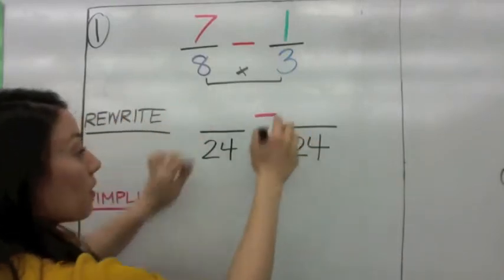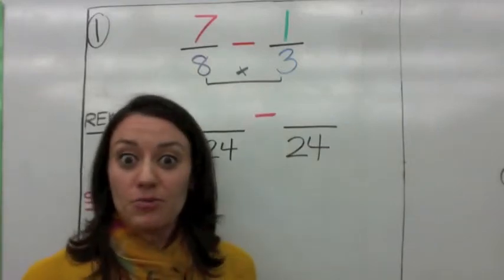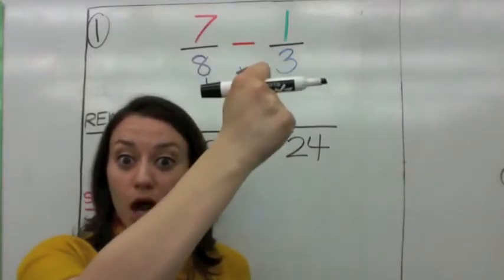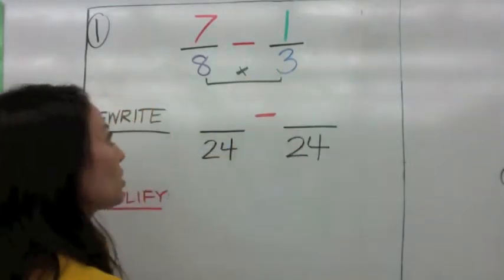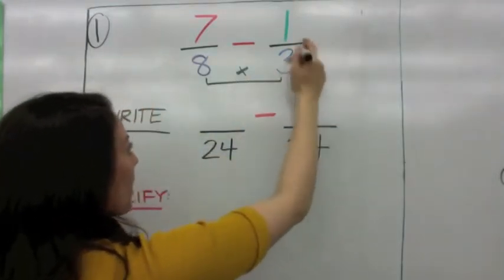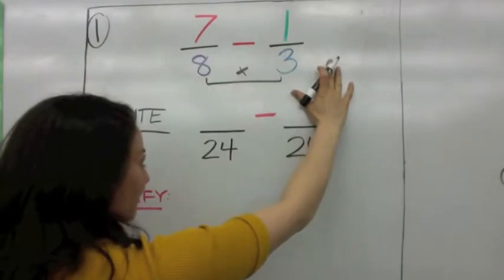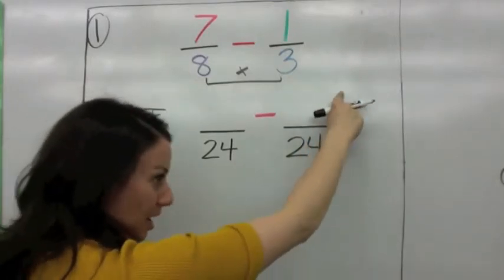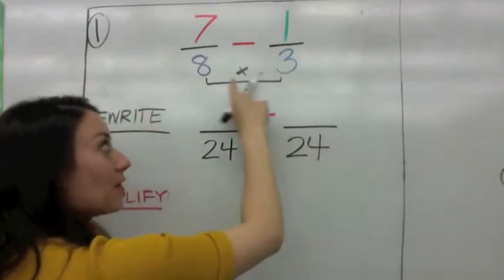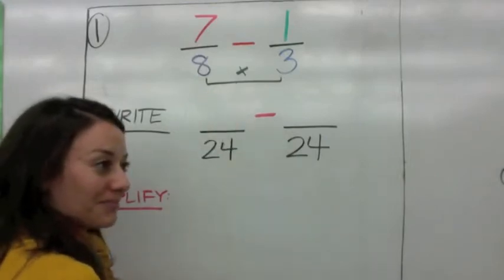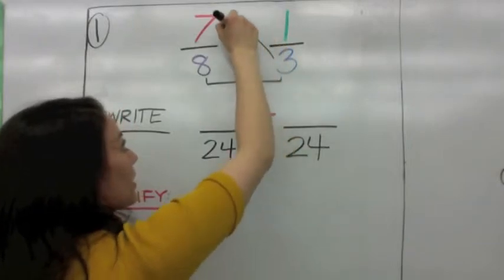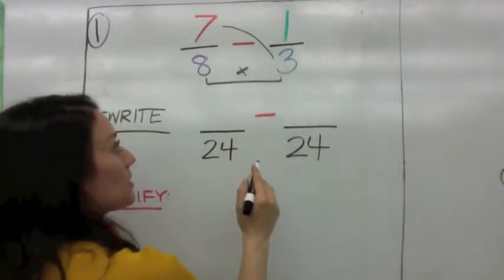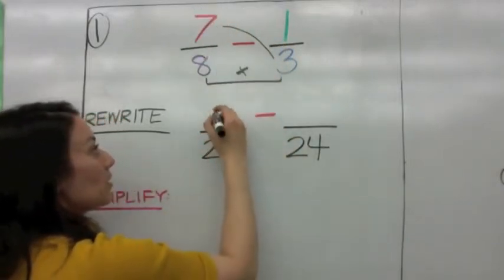But we have to figure out what the numerators are. How do we figure out what the numerators are? We cross multiply. So then we're going to start with the fraction on the right. Got to start on the right. If you start on the left, you're going to have a problem. So start on the right. 3 times 7 is, what's 3 times 7? 3 times 7 is 21.